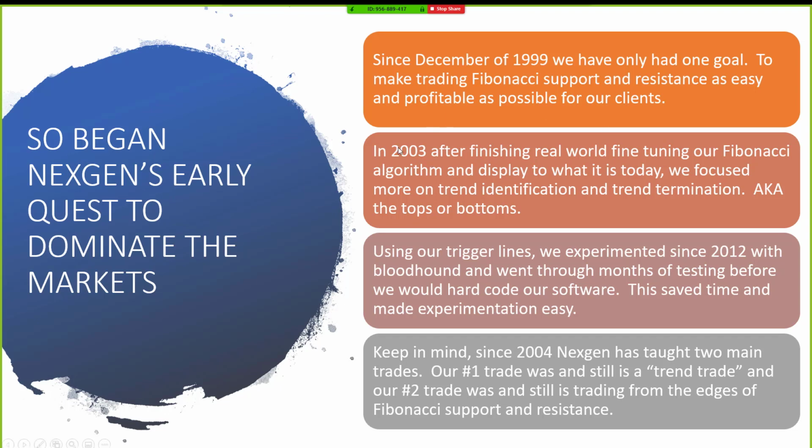The display, we used to draw boxes and did a couple other ways of drawing it, but in 2003 we solidified it, and what you see today is what we had in 2003. So we've been doing this for a long time. And now it's all about trend and counter trend trades, what's the tops or bottoms, and using the trigger lines.